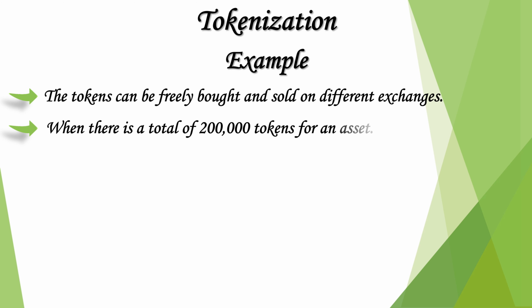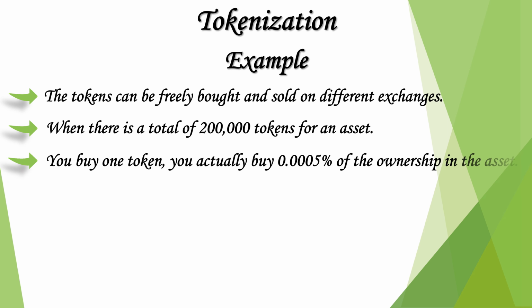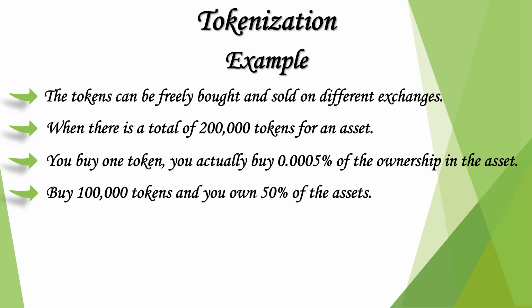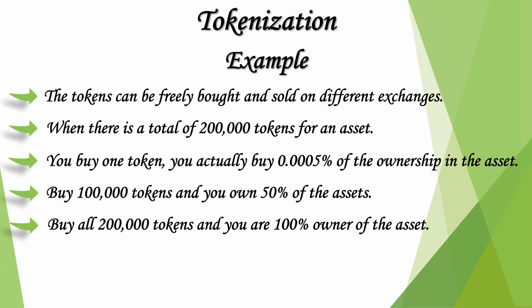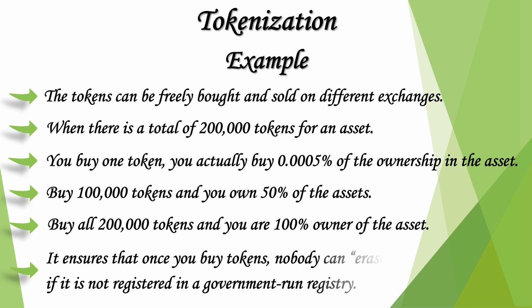When there is a total of 200,000 tokens for an asset, you buy one token, you buy 0.0005% of the ownership in the asset. Buy 100,000 tokens and you own 50% of the asset. Buy all 200,000 tokens and you are 100% owner of the asset. It ensures that once you buy tokens, nobody can erase your ownership even if it is not registered in a government-run registry.